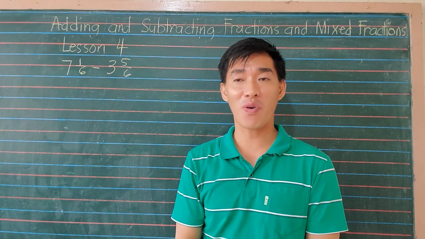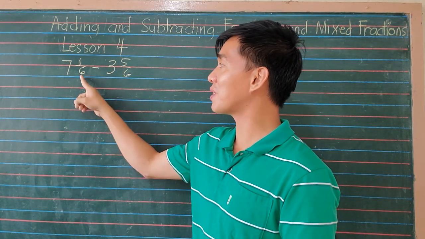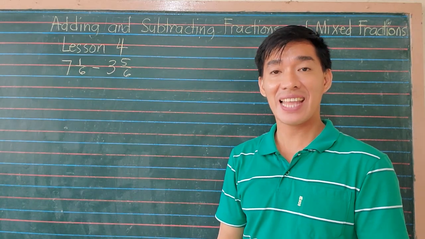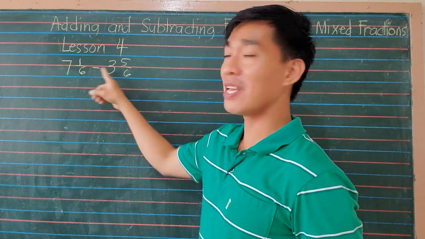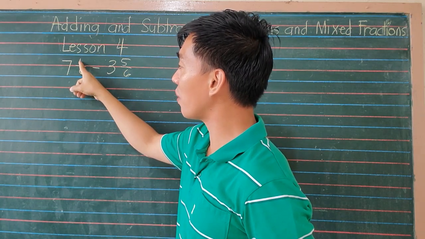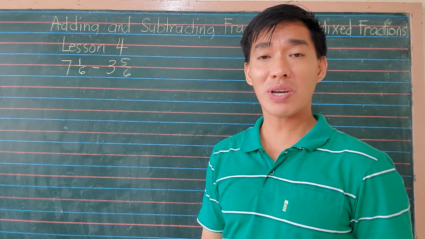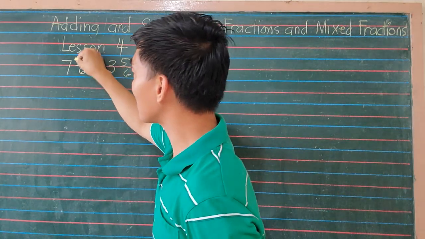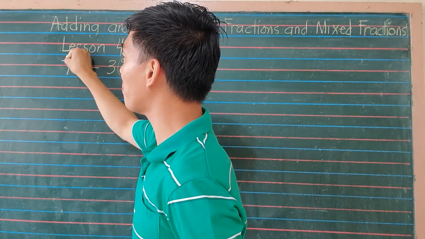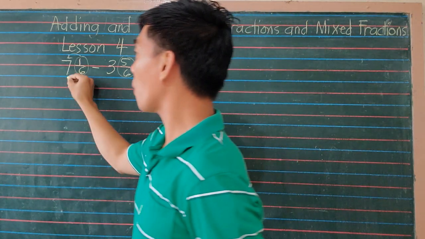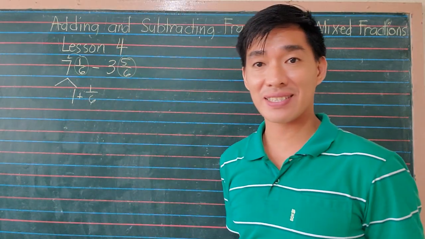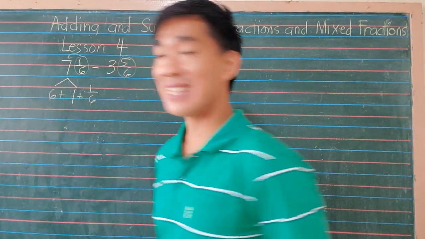For our lesson number 4, we will try to subtract 3 and 5/6 from 7 and 1/6. Now, here, we have the same denominator 6. However, our fraction here, our minuend, 1/6, could not be subtracted by 5/6. So what shall we do then? Because 1/6 is not enough to be subtracted by 5/6. The best thing that you have to do is you will borrow from 7. From this whole number 7, you will borrow 1 to be added to 1/6. Then what will be left is 6.